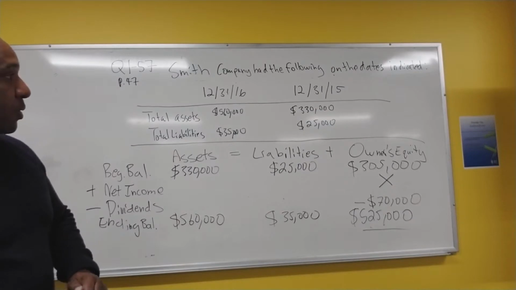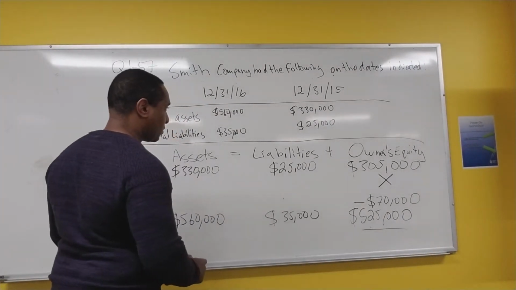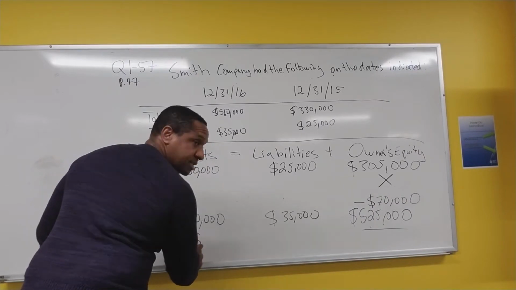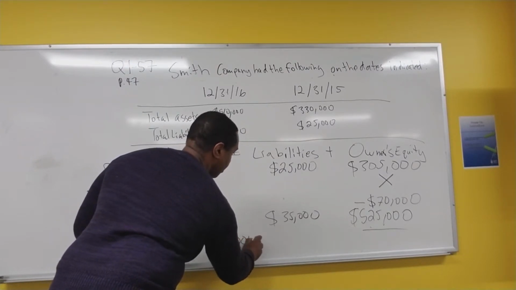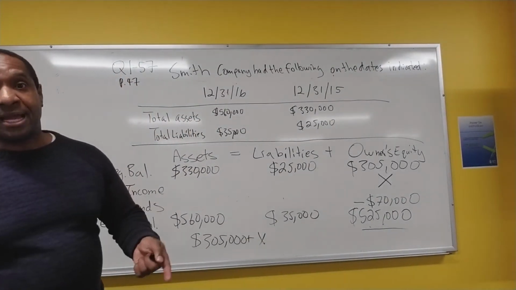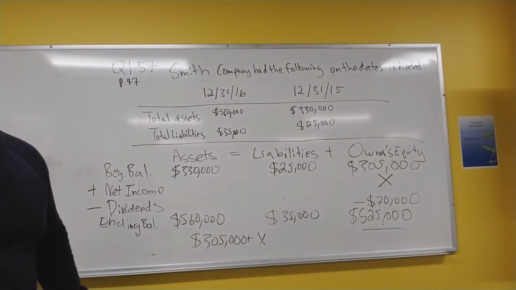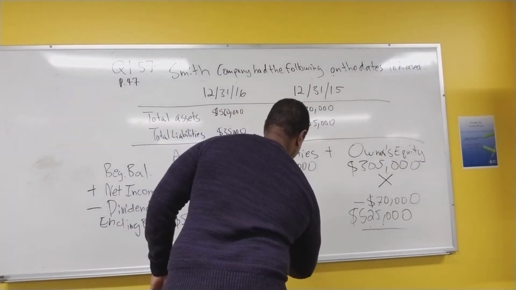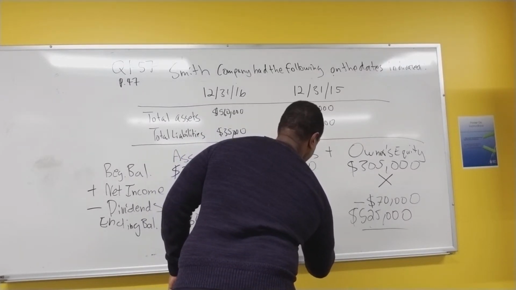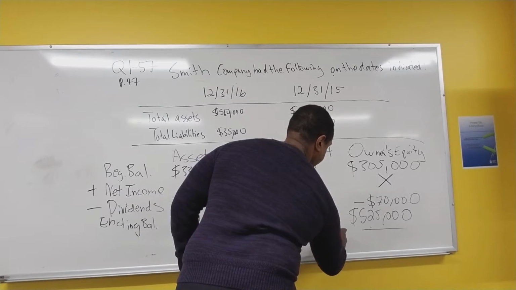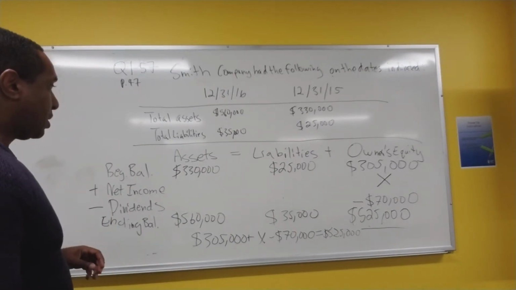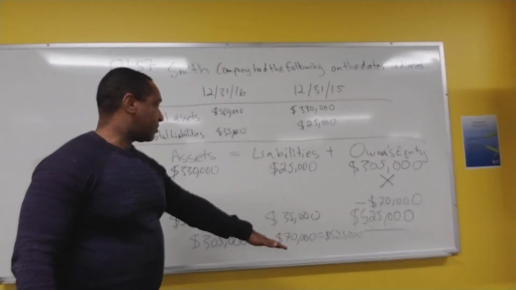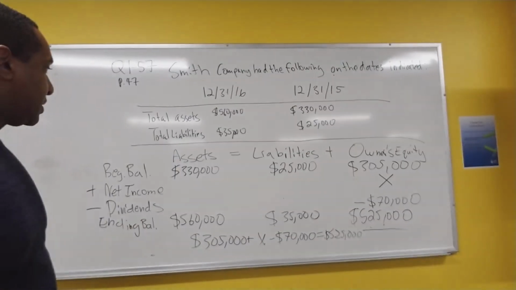One way we know this, I'll write it down here, sorry. I hope you can see this. We know this: 305,000 plus X minus this 70,000 equals this 525,000. So we know that. What we'll do now is solve for X in order to get the net income.